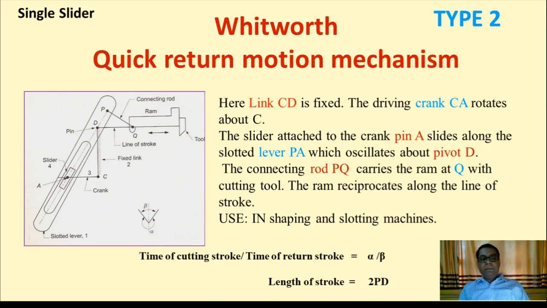And over here, time of the cutting stroke divided by time of the return stroke is equal to alpha by beta, and length of the stroke equals 2 into PD. Over here, P is nothing but a particular point which connects the connecting rod to the slotted lever, and D is nothing but a pin. So the distance between P and D is very much crucial over here to find out the length of the stroke, because it is 2 into PD.